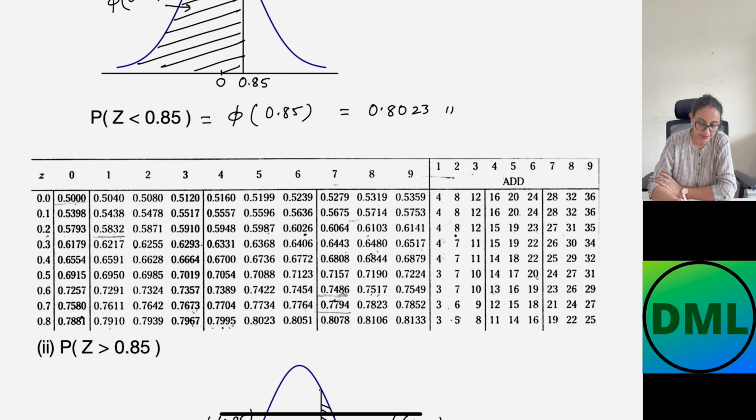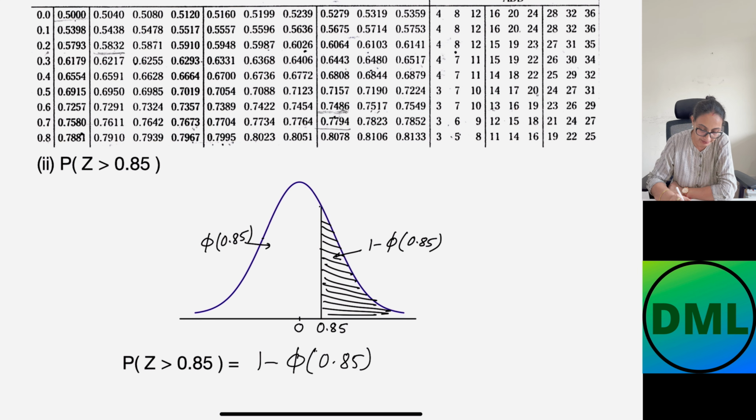Let's see the next part here. Find the probability that z greater than 0.85. So I'm talking about the value greater than 0.85. The greater value will be given as this part of the answer. So this part we have discussed earlier. This part will be given as 1 minus phi of 0.85. So my answer will be this one. The value is the same which we figured it out earlier.